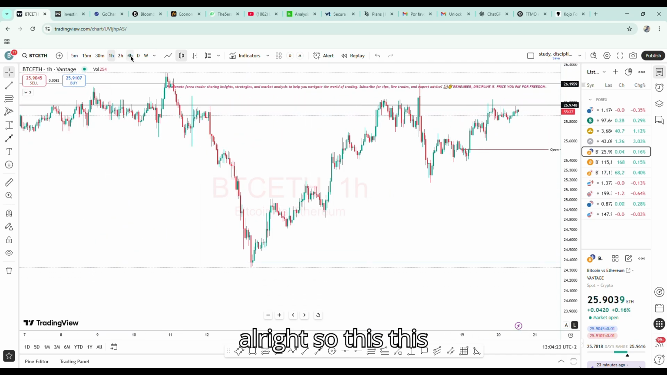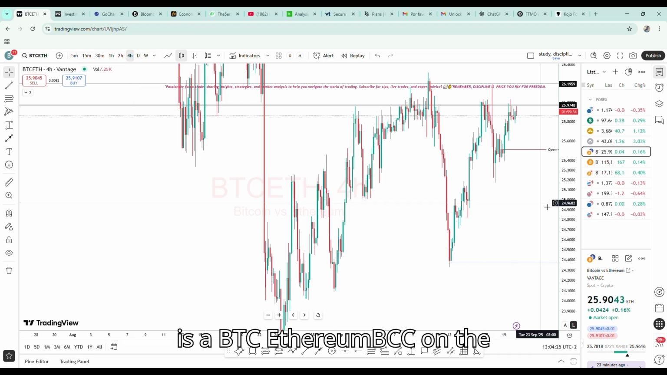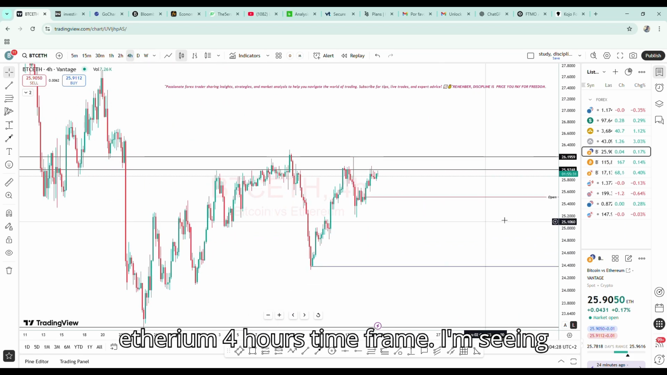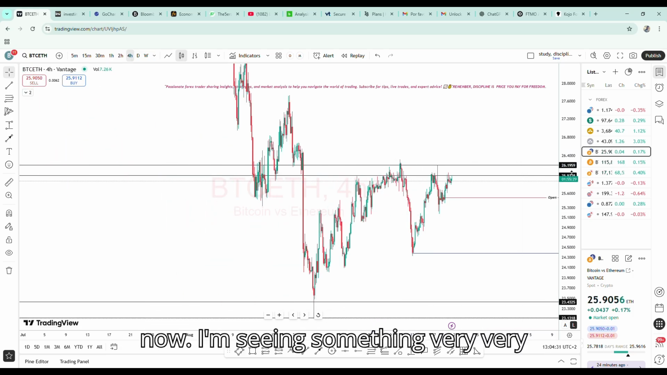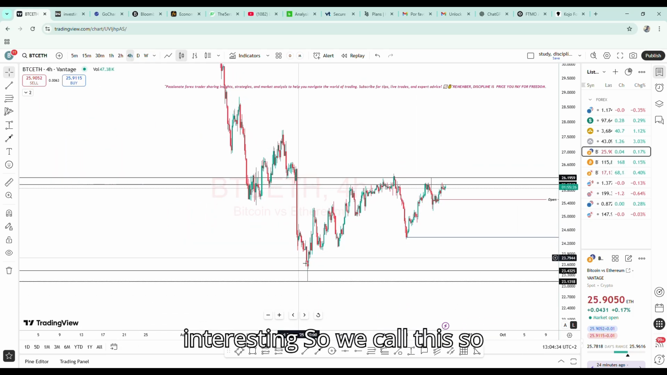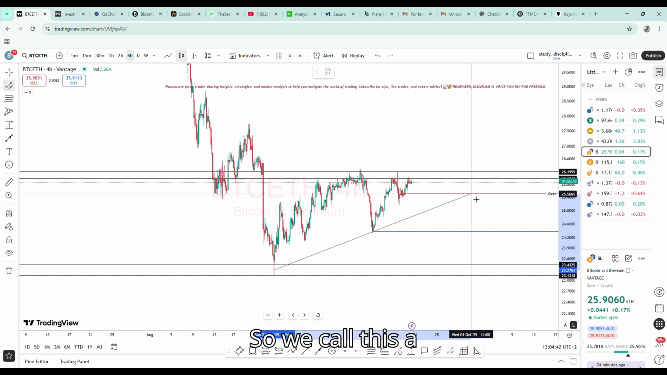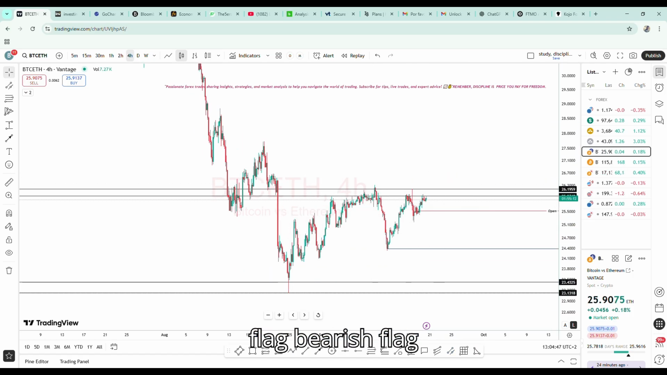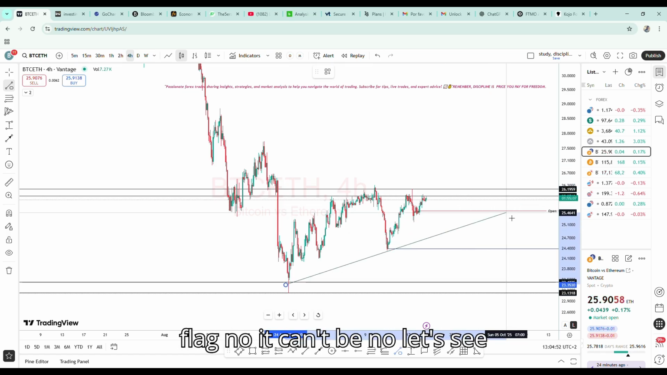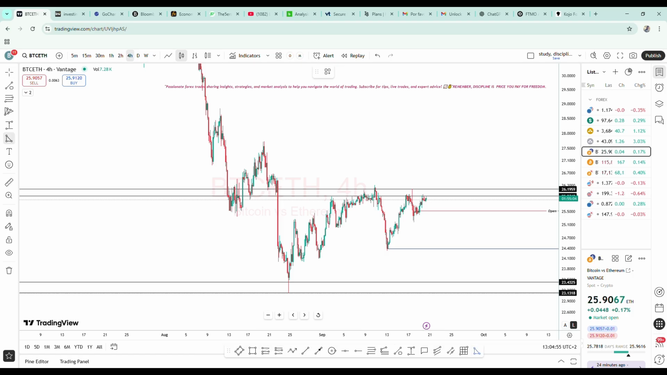Alright, and this is BTC on Ethereum, 4-hour time frame. I'm seeing something very interesting right here now. Should we call this a bullish flag, bearish flag, or no, bearish flag? No, it can't be. No, let's see. It's possible.